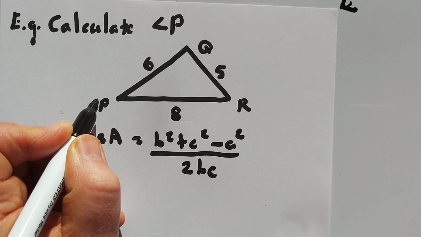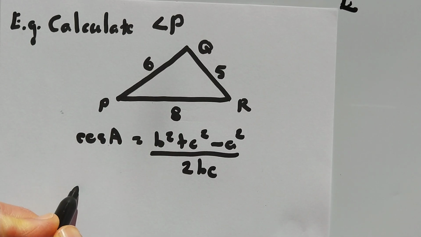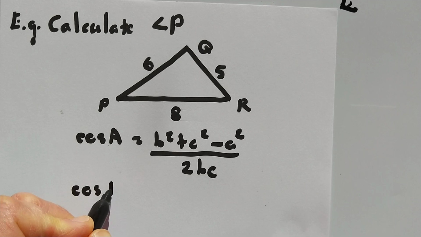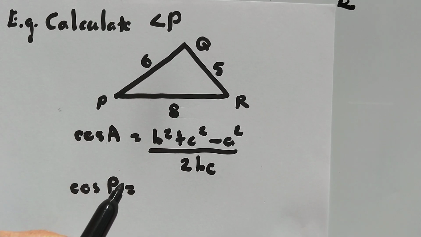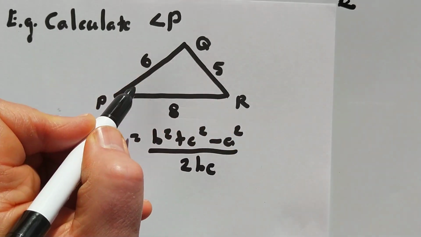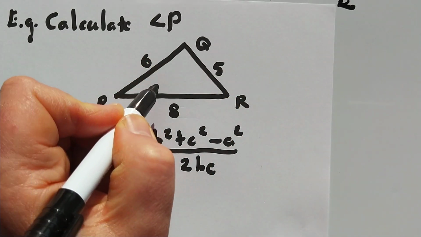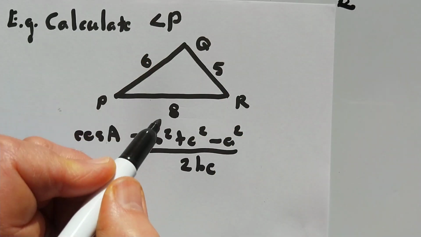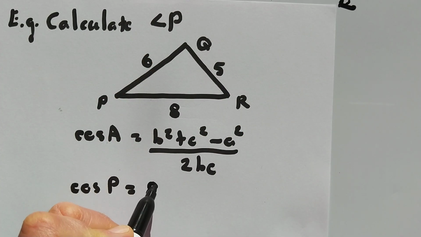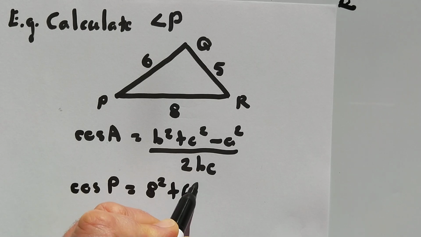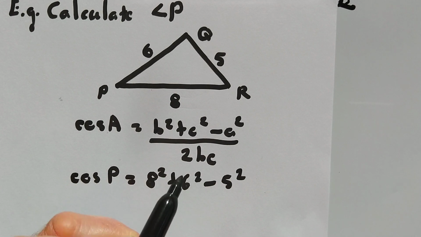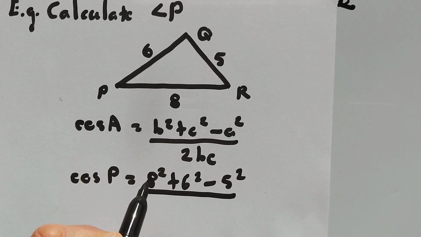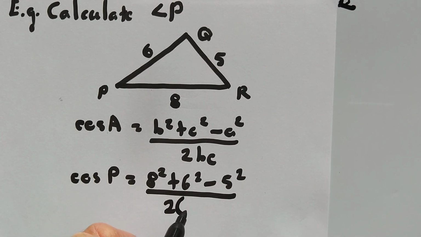So I'm asked to work out angle P, so I'm going to do cosine of P equals, and then I just need to put in the numbers. The 5 is the one opposite, it's my small p if you like, so that's the one I'm subtracting. So in here I'm going to write 8 squared plus 6 squared, making sure the 5 is the one I'm subtracting, and put the whole thing over 2 times the first side times the second side.